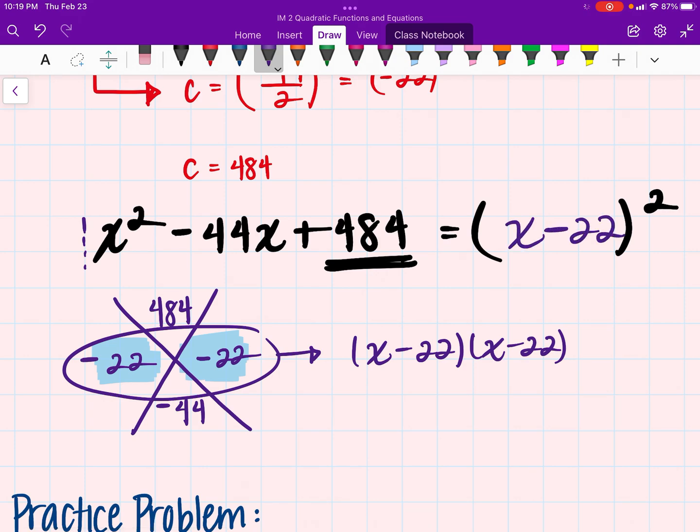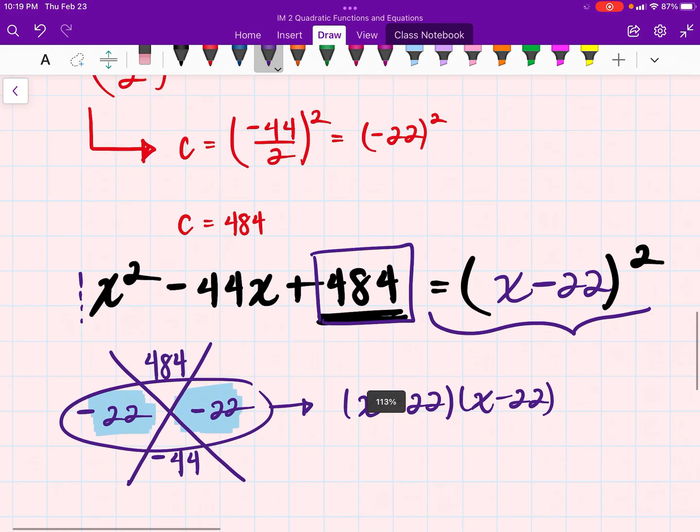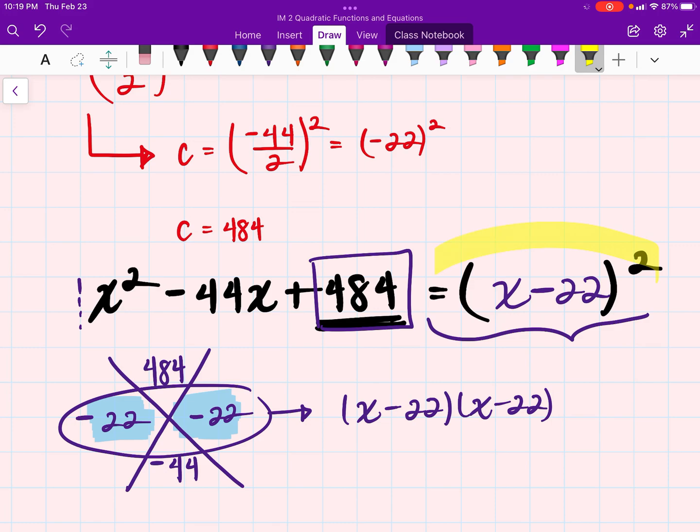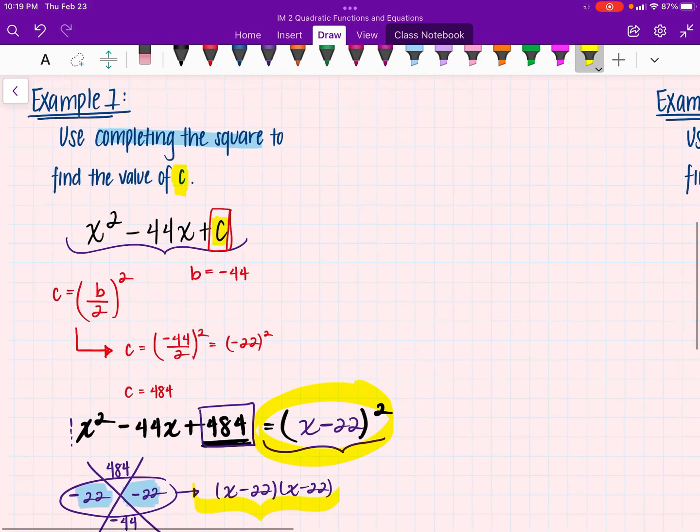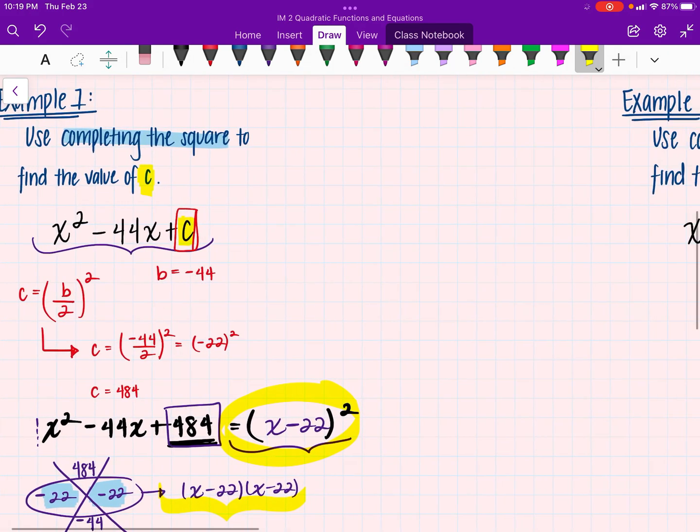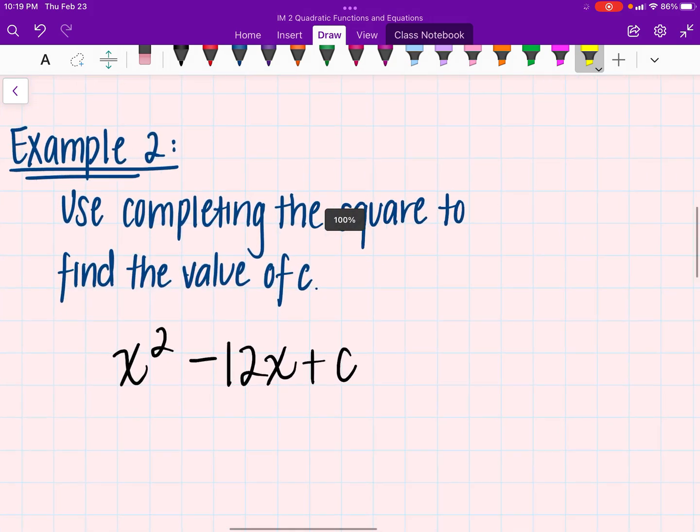So the ultimate goal is to rewrite it in this form. But for today's lesson, guys, we are focused on just identifying C. I am going to show this work just so you know that's what we're going to be leading up to in further lessons. So that is example number 1. Let's take a look now at example number 2.